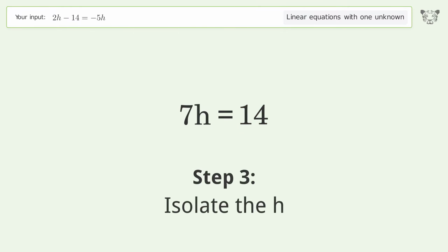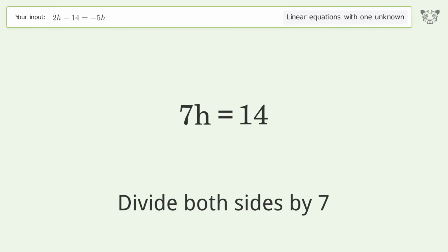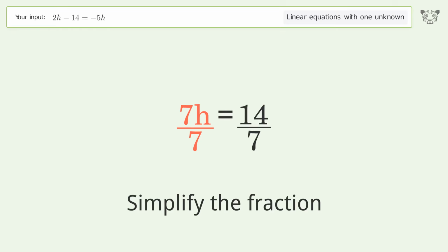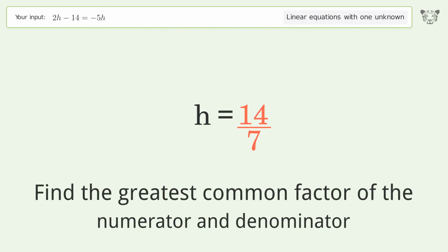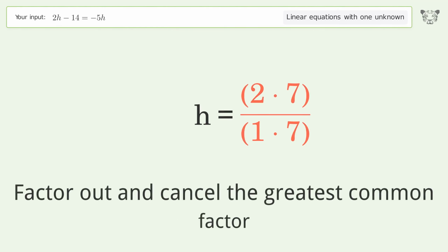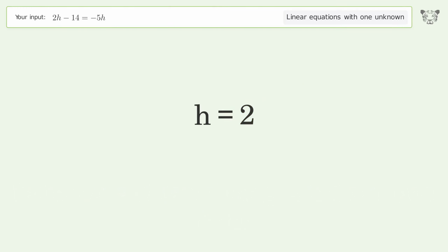Isolate the h. Divide both sides by 7. Simplify the fraction. Find the greatest common factor of the numerator and denominator. Factor out and cancel the greatest common factor. And so the final result is h equals 2.